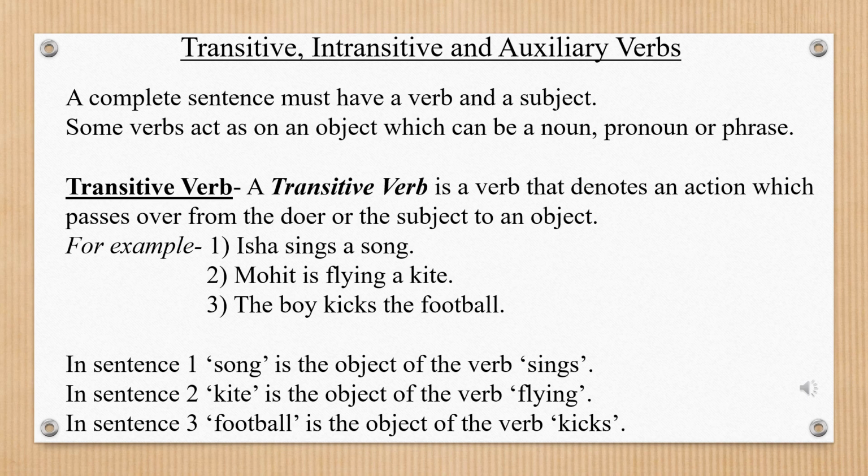In the second sentence, Mohit is the subject, kite is the object, and the verb is flying. From the subject Mohit, the action is being passed over to the object, the kite. What is the action? It is in the verb flying. In the third sentence, the boy is the subject, football is the object. What action is being passed from the subject to the object? It is kicks. So we see in all three examples that in transitive verbs the action passes over from the subject to the object.